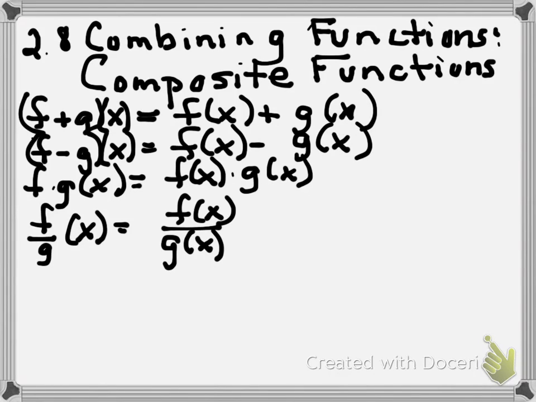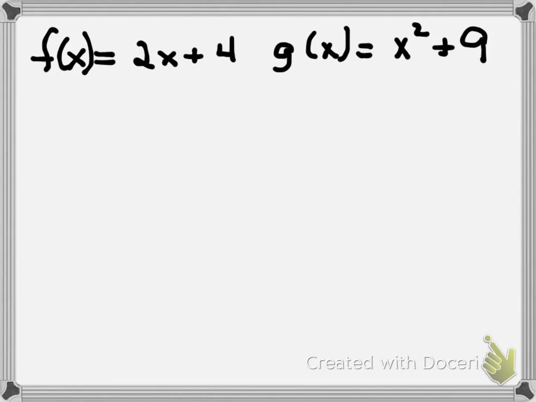So let's take a problem with adding, subtracting, multiplying, and dividing to combine these functions. So let's take and add f plus g of x. Now if I'm adding these two together, I would like to express the answer in simplified form, and I would like to express it in standard form. That is, start with the highest exponent and work down to the constant.